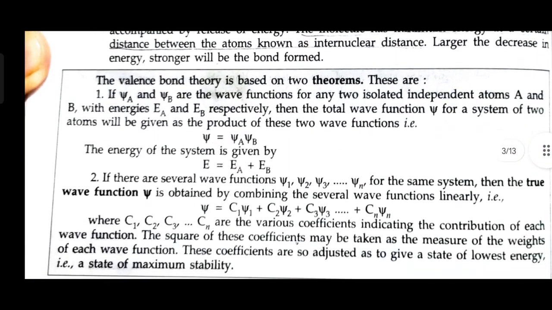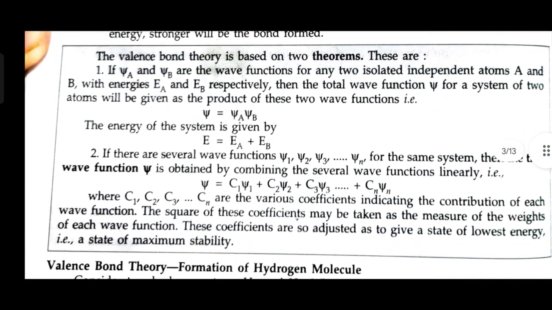The valence bond theory is based on two theorems. These are: if psi A and psi B are the wave functions for any two isolated independent atoms A and B with energies Ea and Eb respectively, then the total wave function psi for a system of two atoms will be given as the product of these two wave functions, that is psi equals psi A into psi B. The energy of the system is given by E equals Ea plus Eb.